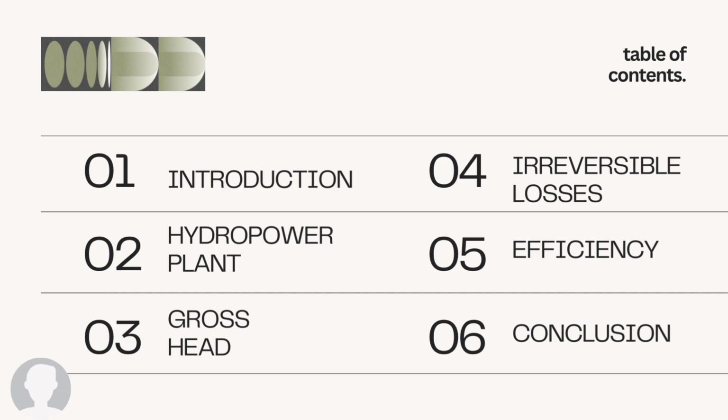contents for this presentation. First, we will start with an overview of hydropower and its importance. Next, we will explain how a hydropower plant works, focusing on its energy conversion process. Then, we will look at the concept of gross head and its role in determining energy output. After that, we will discuss the losses that occur during energy conversion and their impact.